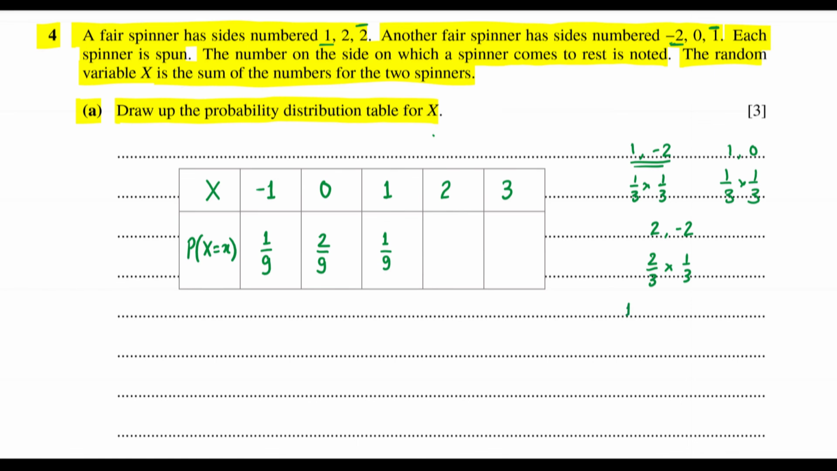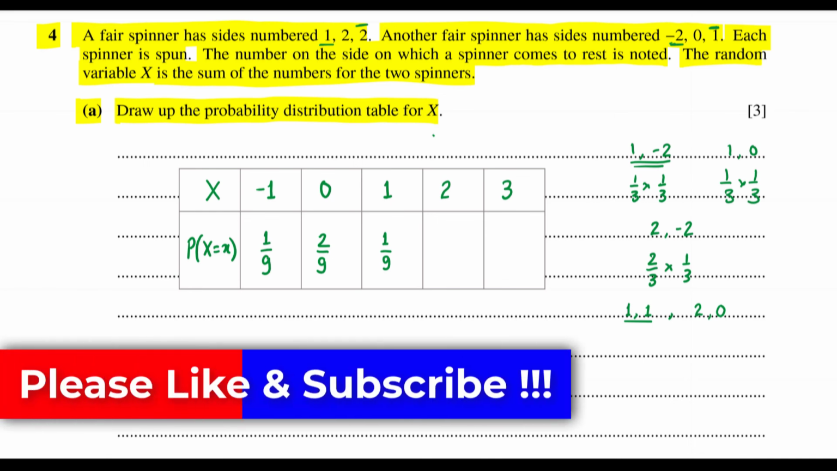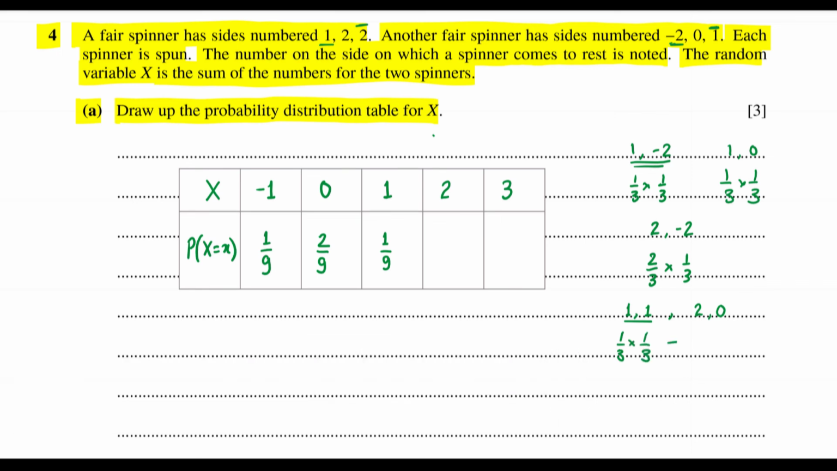it is possible only if we get 1 from the first one and second one, or if we get 2 from the first spinner and 0 from the second spinner, then only we'll get 2. So for the first case, 1 means 1 by 3, another one is 1 by 3, and this is the case when 2, it means 2 by 3, and 0 means 1 by 3. So it is 1 by 9 plus 2 by 9, which is 3 by 9.